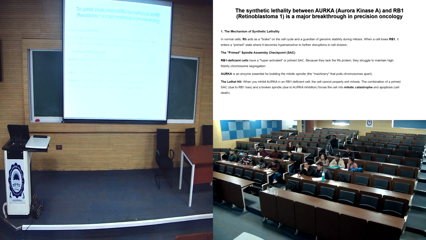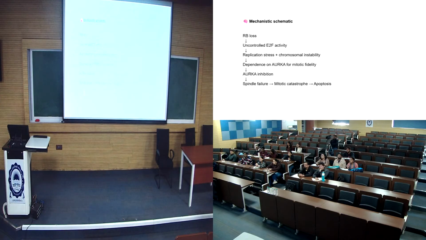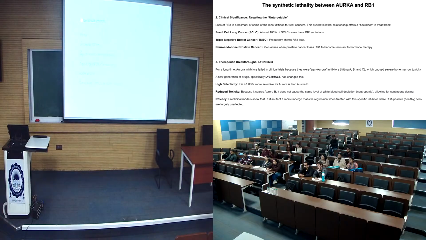So, primed spindle assembly checkpoint. RB1 deficient cells have a hyperactivated or primed SAC. So now they are highly dependent on aurora A to fix the problem. And if aurora is even inhibited a little bit, the whole thing will collapse and the cells will die. So RB loss leads to replication stress, chromosomal instability, and dependence on aurora A for mitotic fidelity. If you inhibit aurora A, the cells will die.